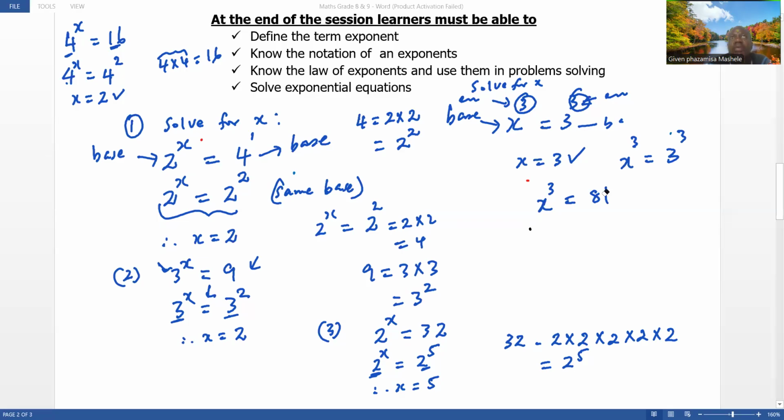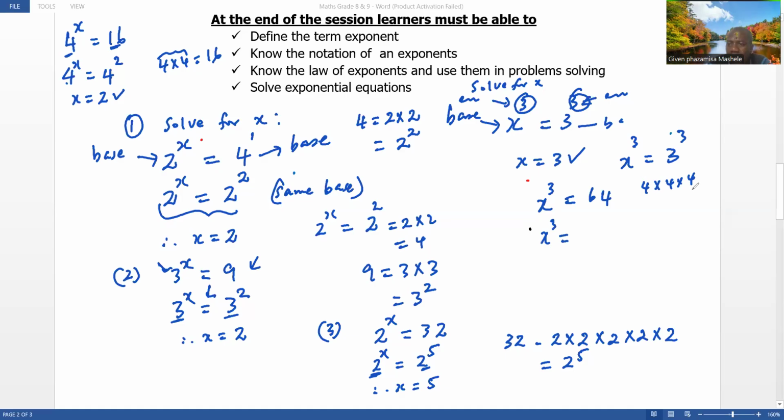Let's use another one. Let's say 64. So we want x, which is the base, to the exponent of 3. 64 is the same as 4 times 4 times 4. Or we can use 2, but let's use 4. 4 times 4 times 4 is 64.